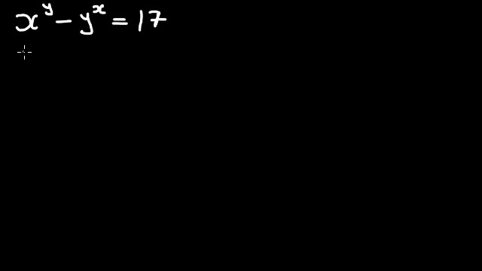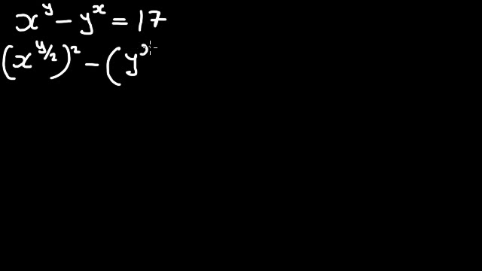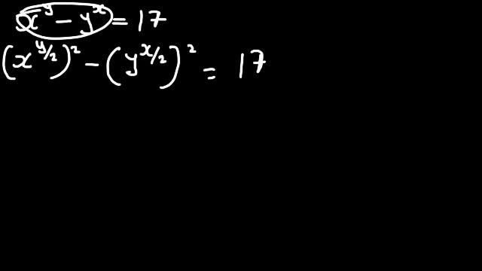For the left hand side, let's express x raised to the power y as x raised to the power y divided by 2, all to the power of 2. Then for y to the power of x, let's do the same thing and have it as y to the power of x over 2, all to the power of 2, to be equal to 17. This makes sense because by the time we expand the parentheses back, we should end up with this.